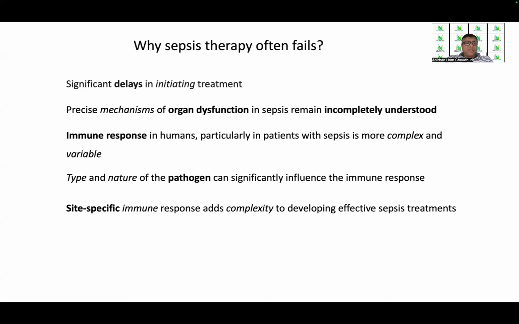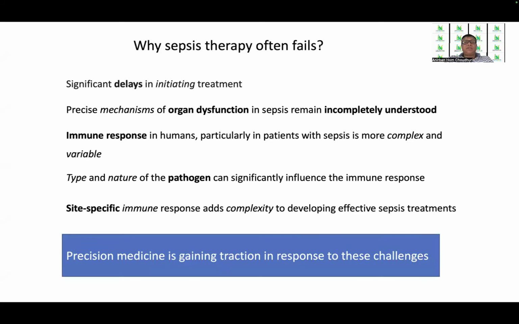And also, site-specific immune response adds complexity. If the organ hit is the lungs, versus if the organ hit is the liver or the kidneys, there will be variation in the expression of this immune response, and therefore the therapy will vary. So these are the broad reasons why sepsis therapy has often failed.